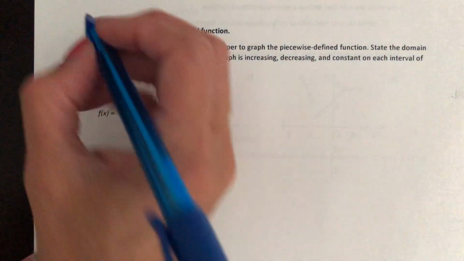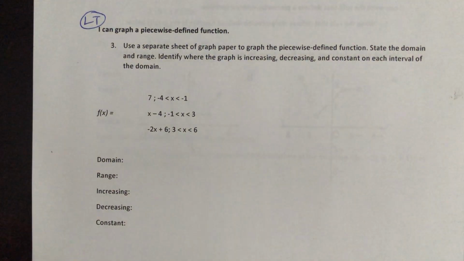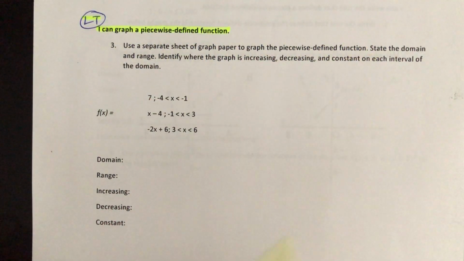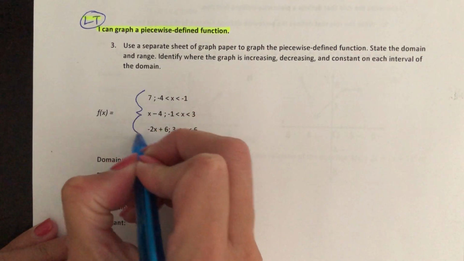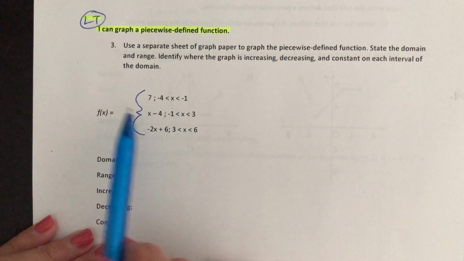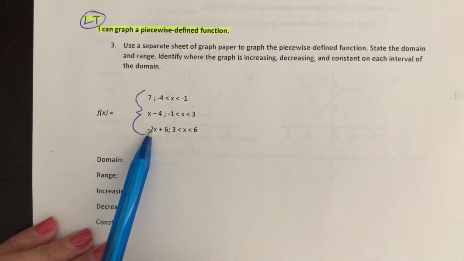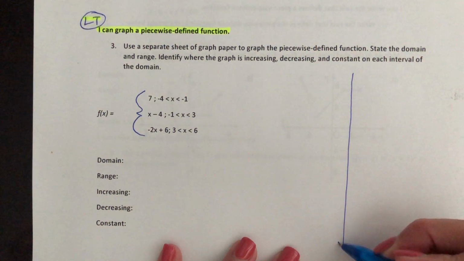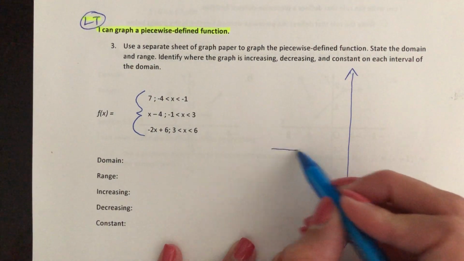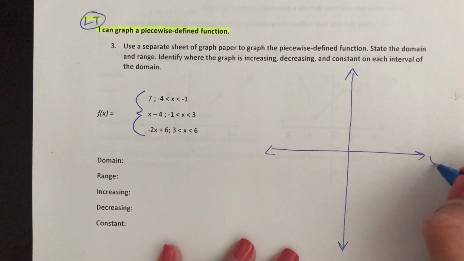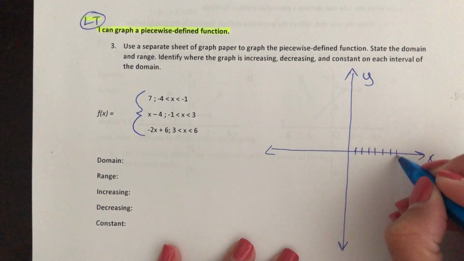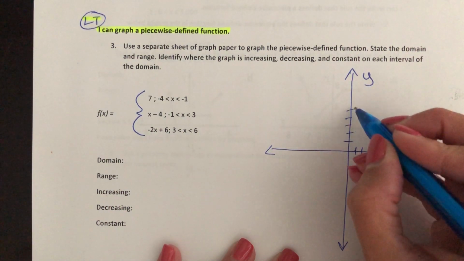All right, next learning target. I can graph a piecewise defined function. So we're given this function right here. This is our piecewise defined function, and I see I have 3 pieces here, so there's going to be 3 graphs, all graphed on the same coordinate plane. So I'm just going to draw this out real quick.